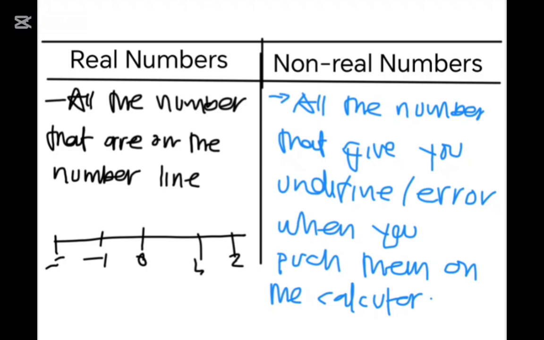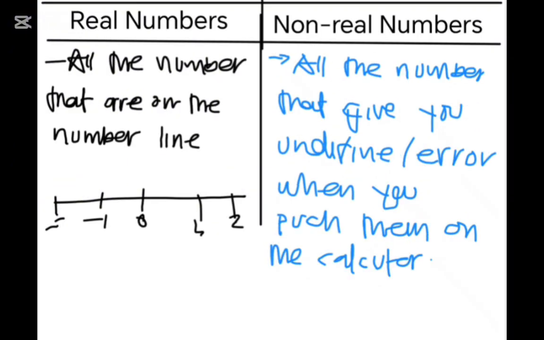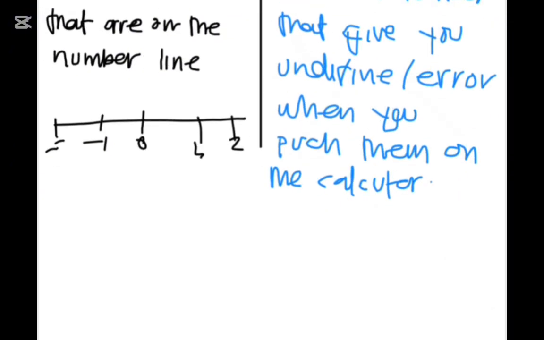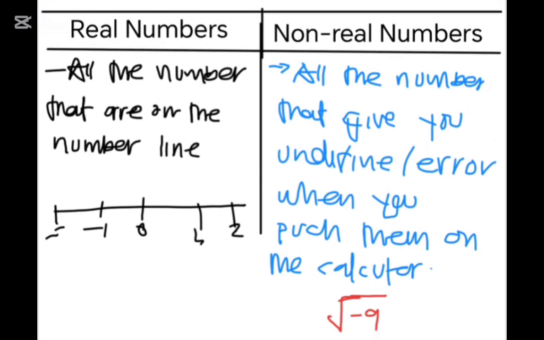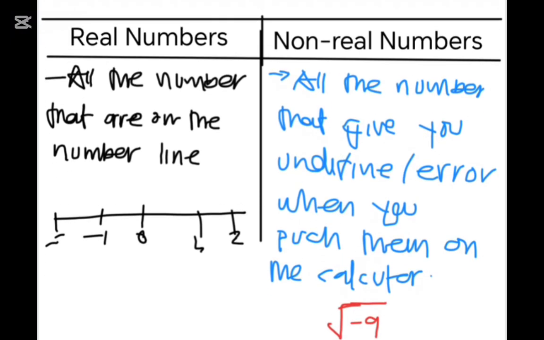Take out your calculator, wherever you are. Just try to punch in a number, for example, the negative square root of 9. It will give you undefined. Unfortunately, I don't have a calculator here, but you can take out your calculator and try to punch this kind of number in. It will give you undefined.